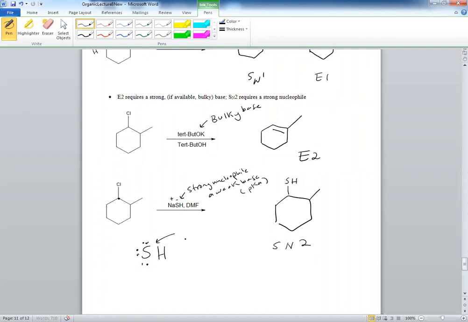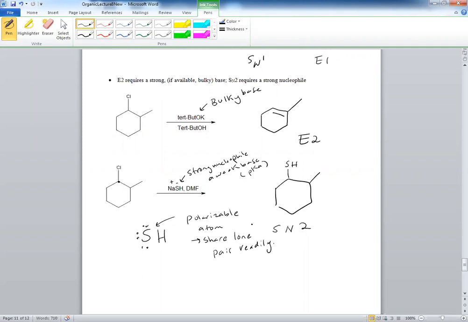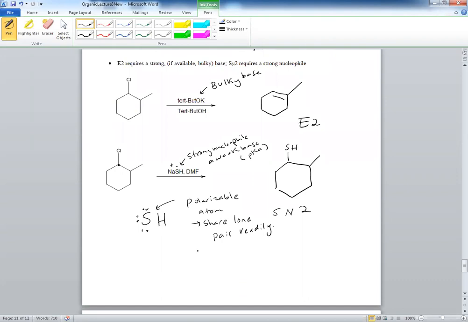Okay, so polarizable atom, meaning it shares the lone pair readily. But it's a weak base.